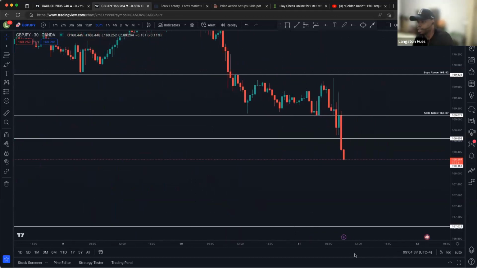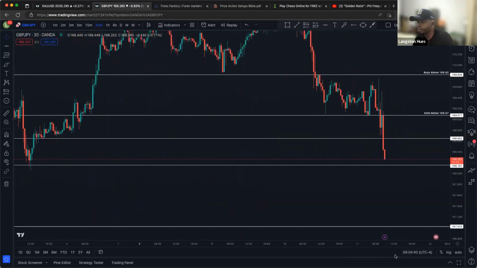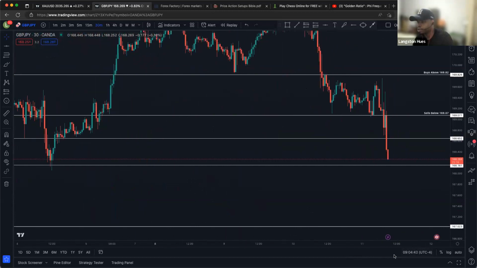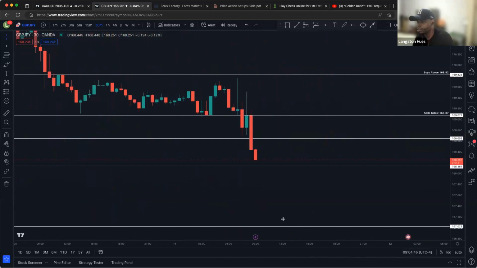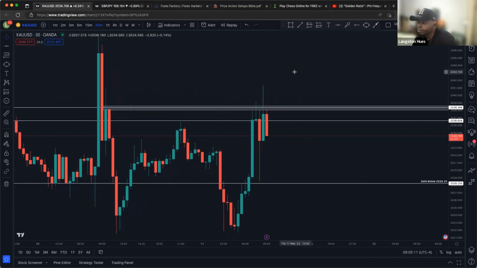Well, GJ seems like it's at a standstill. If I take sells on GJ now, I need it below here. Below 168.16. Yep, that's the only way I can do it now. 168.16. But we wait.